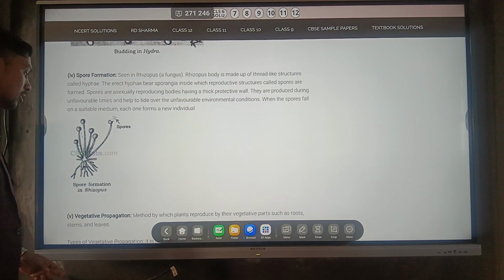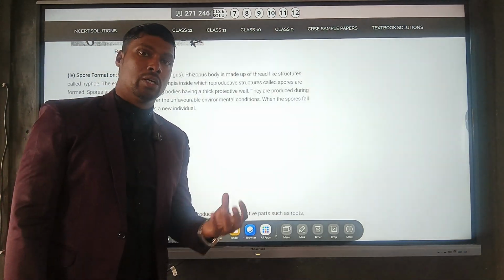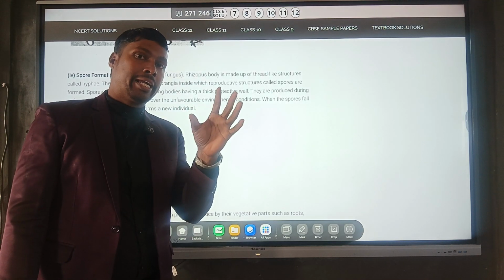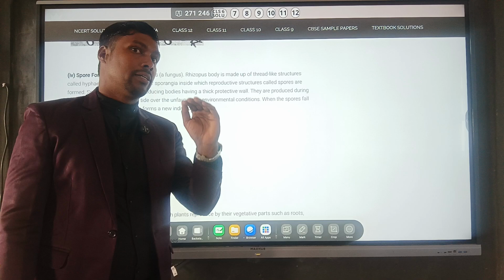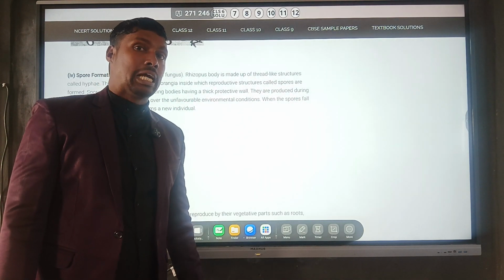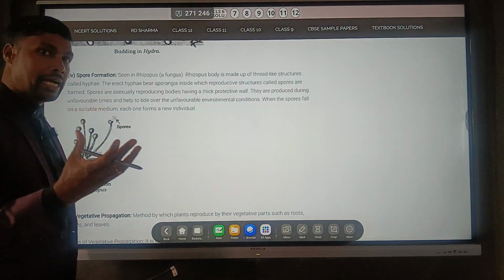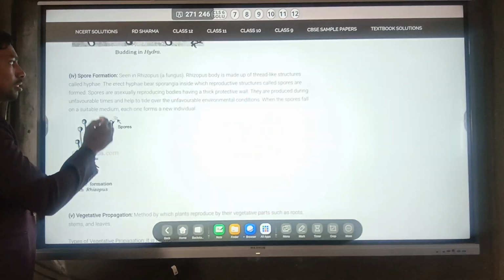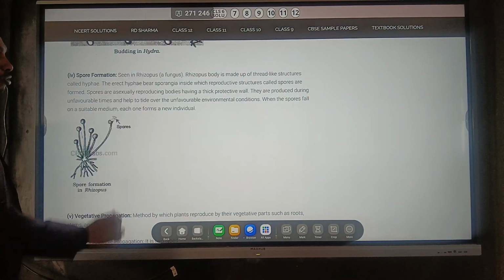Next is spore formation. Spore formation is best exemplified by bread mold. When you observe bread mold, there will be fungi affecting it, and after that spore formation spreads over all places, making sporangia. The sporangium will burst and spread the spores. We call it a sporangium. One of the best examples is Rhizopus.